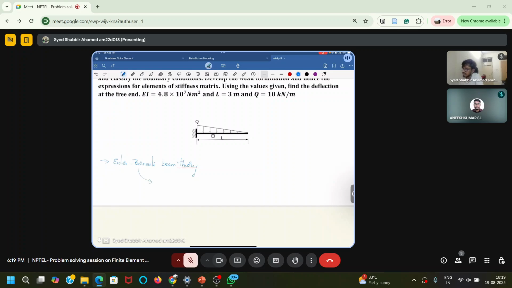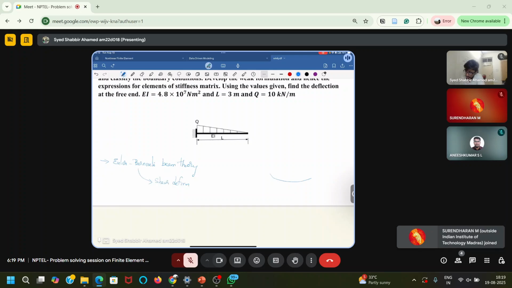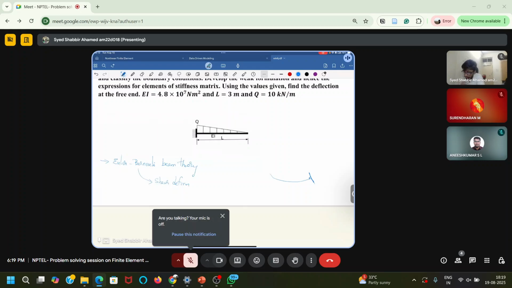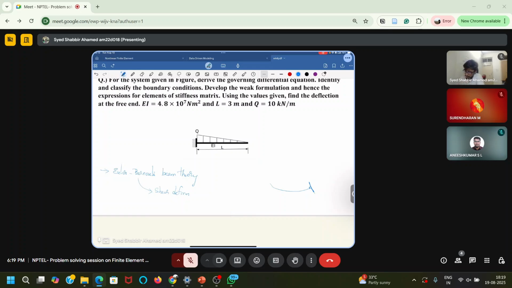So these are few conditions. Euler-Bernoulli beam theory also gives the condition that shear deformations are neglected. That's why this plane section will be perpendicular to the longitudinal axis of the beam. Sections will always be perpendicular. So that is the condition of Euler-Bernoulli beam theory. Anywhere the section will be perpendicular to this axis, the neutral axis.